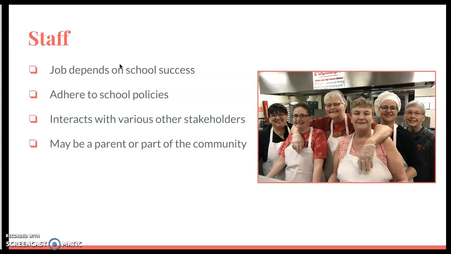Staff, now these are people who are largely dependent upon the success of the school for their job. This could be maintenance staff, lunch staff, things of that nature, bus drivers, right? They all have to adhere and follow specific school policies, but they're always constantly interacting with other stakeholders, right? This could be down to students, this could be teachers, this can be administrators. Their whole day is intertwined with the teachers and administrators as well. And a lot of times you'll see that these people are intertwined with the community. They are a parent. They have a niece or a nephew or a grandson or granddaughter that goes to school there.